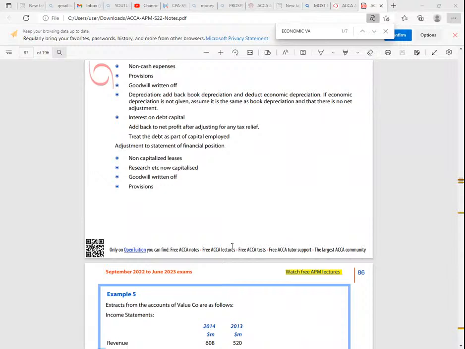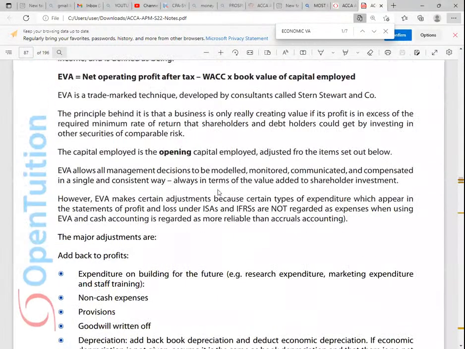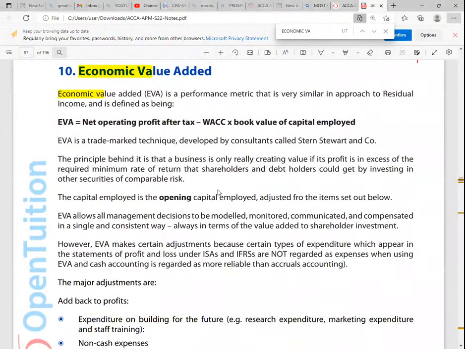What is economic depreciation? Great. Kindly zoom out. I'm unable to read. I wish I saw that earlier on. How about now? Is it much better? Is it something that you can read now?